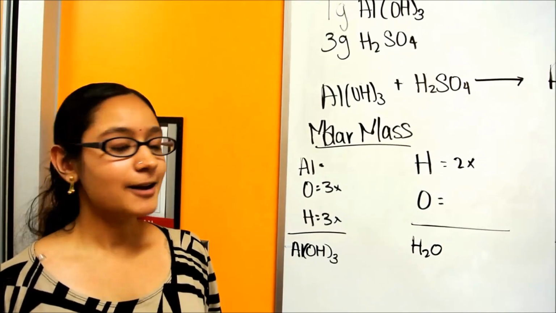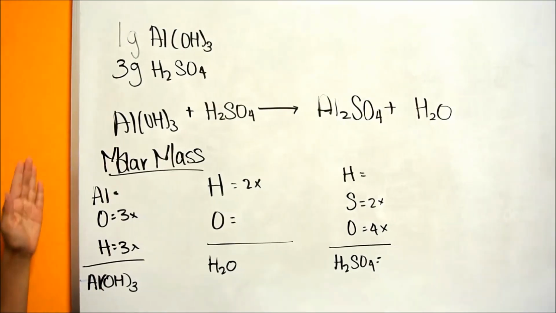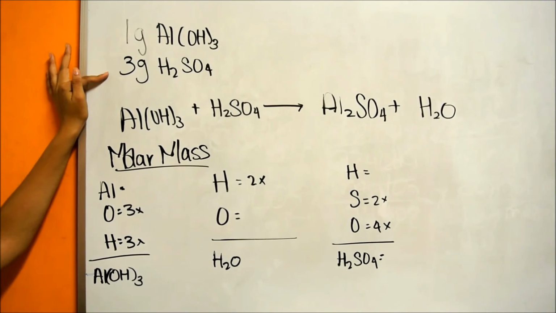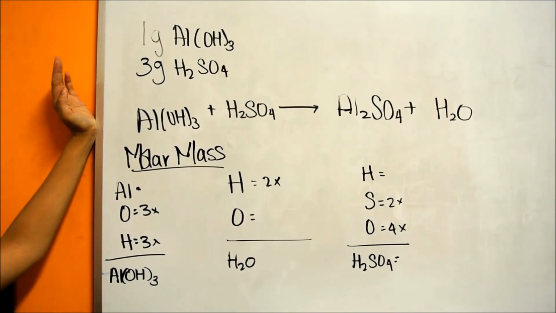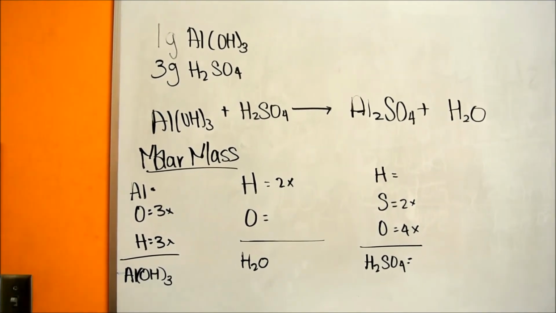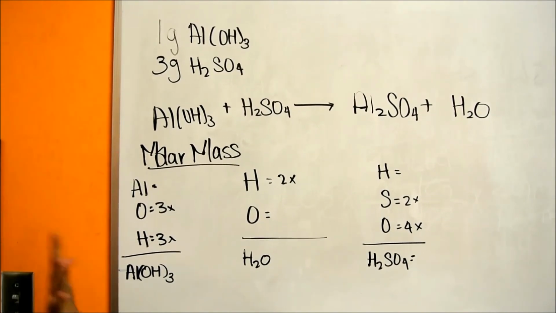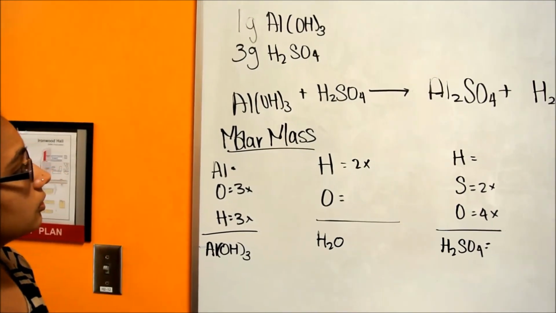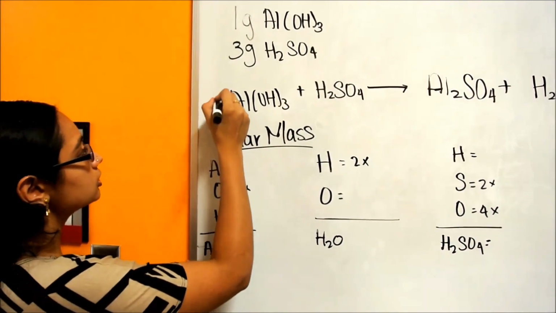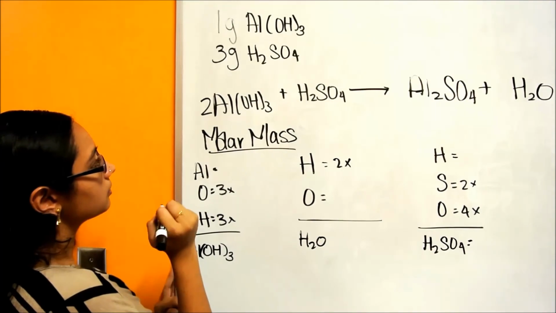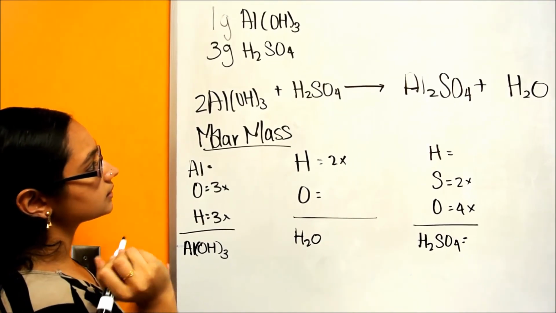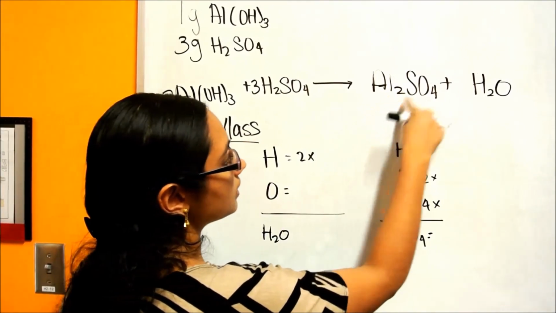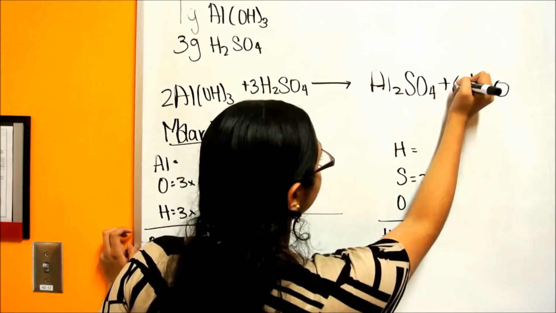Problem number 65. In this problem, they told us that they were mixing 1 gram of aluminum hydroxide with 3 grams of sulfuric acid, and they want to know how much water is being created in this reaction. They also gave us this unbalanced equation, and our first step is going to be to balance this out. So when you do, you get 2 aluminum hydroxides and 3 sulfuric acids will give you 1 of these and 6 of these.